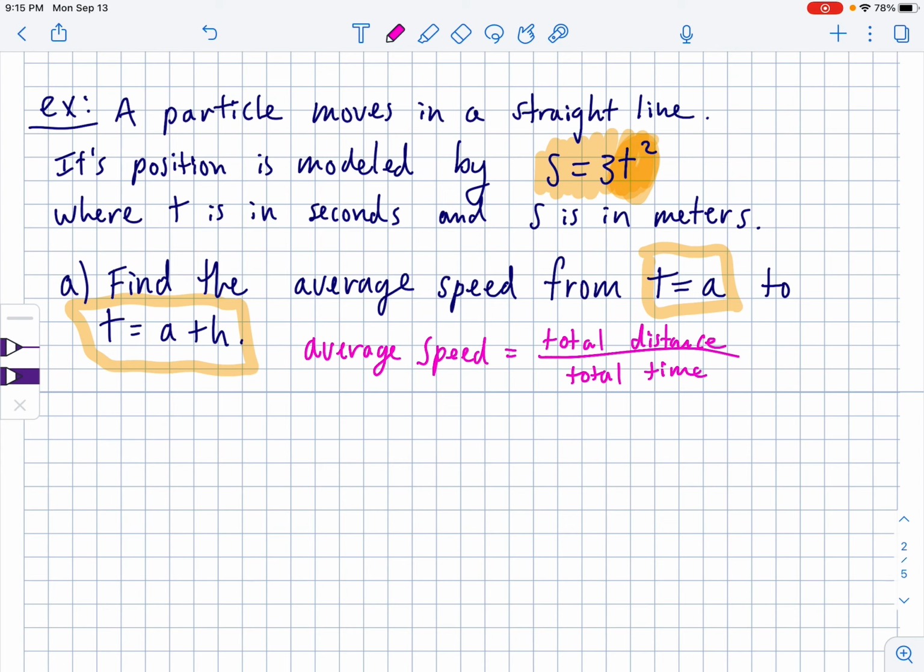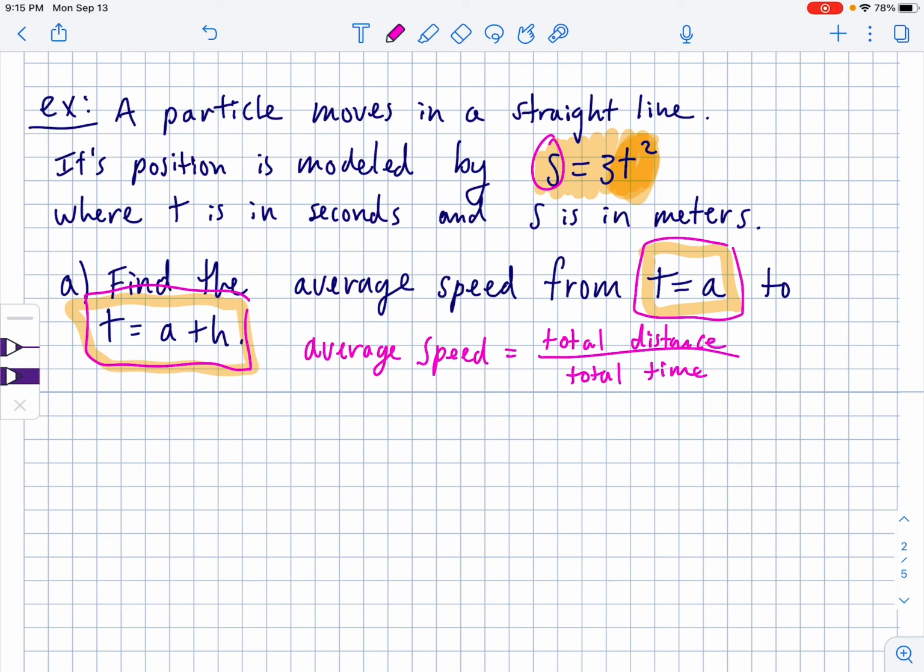So total distance is like your rise in this case, because the outputs are the s's in this function, and those are your y values, so that's change in y. The x values are the time. Well, the t values are the time, but they're the input of the function. So really they're asking us to find the slope between these two places, t equals a and t equals a plus h.